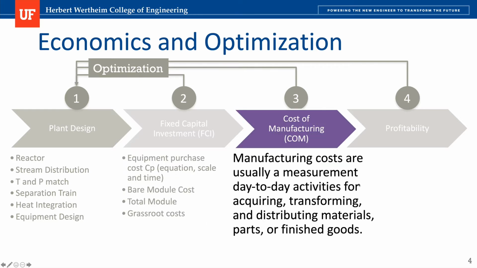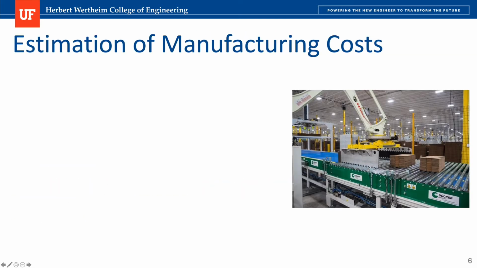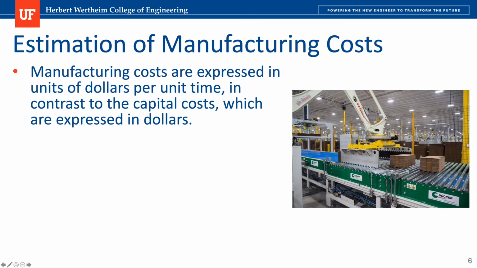Now, the cost of manufacturing, right, is a kind of measurement of the day-to-day activities for acquiring, transforming, and distributing materials, parts, and finished goods. So a good example is the money that you need to operate your house every month, every year, not necessarily the equipment that you buy to make your house livable. Cost of manufacturing are costs expressed in units of dollars per unit of time, in contrast to the capital cost, which is expressed in terms of dollars. So now we're talking about time as a base for our calculations.